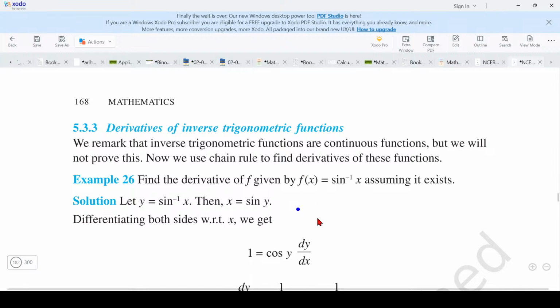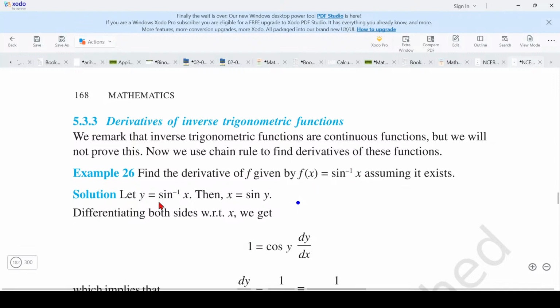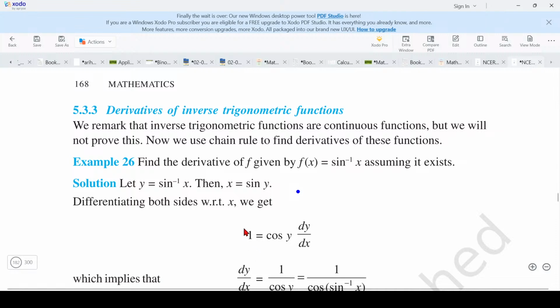Sine inverse x, we assume, equals some y. What does that mean? Sine y should be equal to x, no? Now do implicit differentiation. If you differentiate the left side and right side, what will happen? dx by dx on the left side should be equal to cos y dy by dx, right? So dy by dx becomes what? 1 by cos y, right?